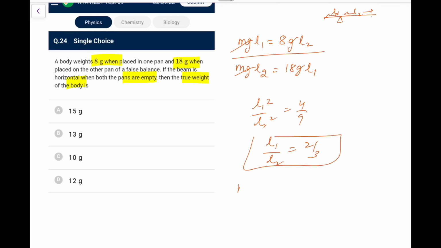So going from the first equation, mg into, we can directly write m would be 8 times L2 by L1. So what is L2 by L1? 3 by 2. So 8 into 3 by 2, that is 4 3s are 12 gram. So the true weight is going to be 12 gram from this particular calculation. Again, it's an interesting question.